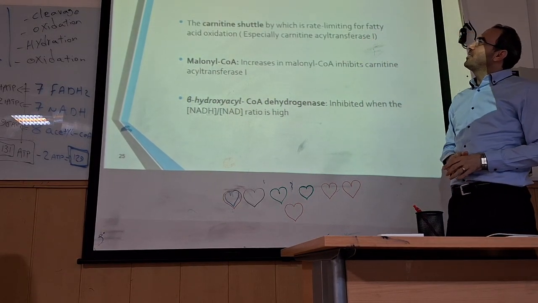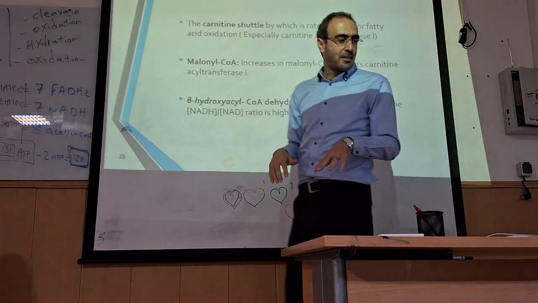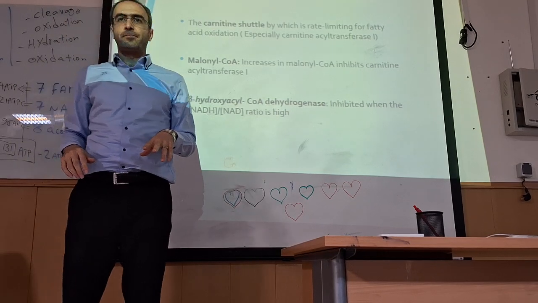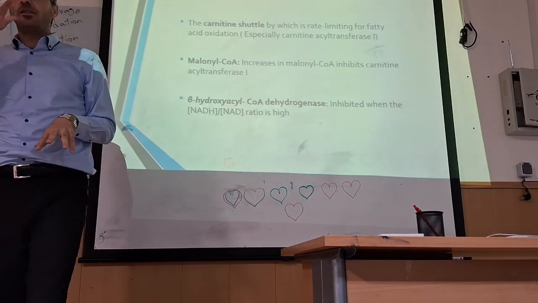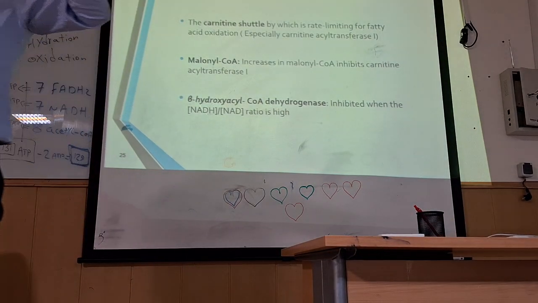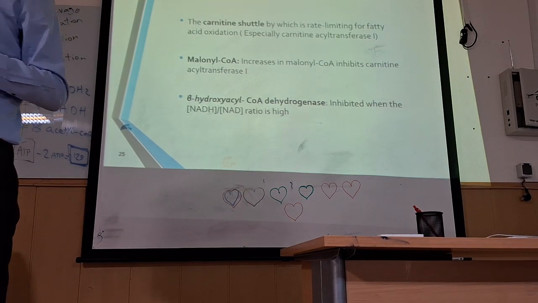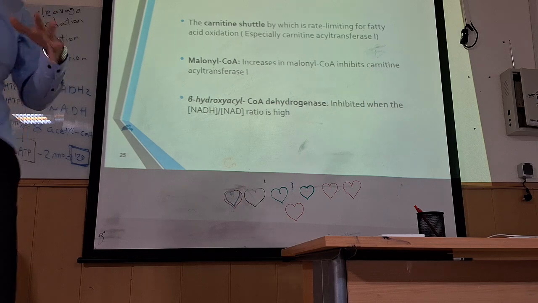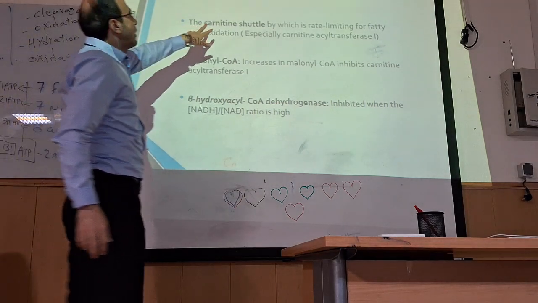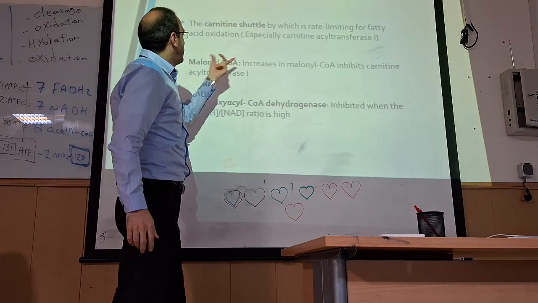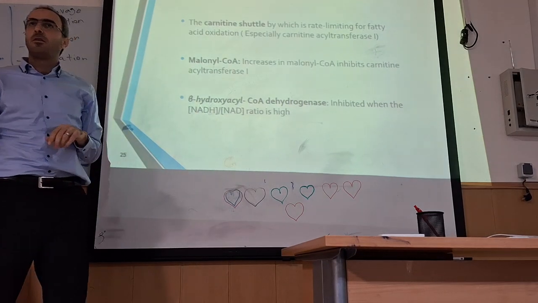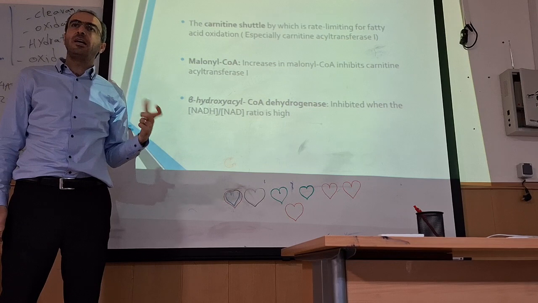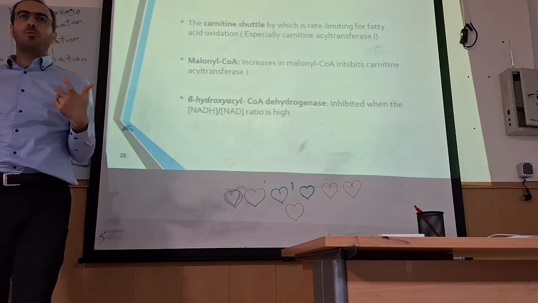Fatty acid oxidation is tightly regulated. How? By the carnitine shuttle, CPT1, carnitine palmitoyl transferase 1. How can it be inhibited or activated? The most important inhibitor of carnitine palmitoyl transferase 1 is malonyl-CoA. Many times it was a question. Malonyl-CoA is an inhibitor of CPT1.